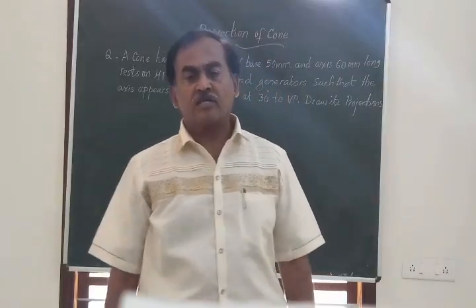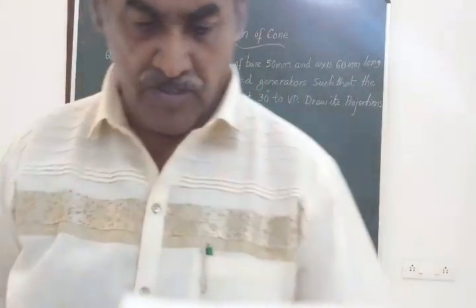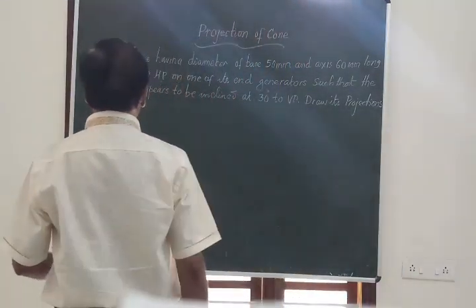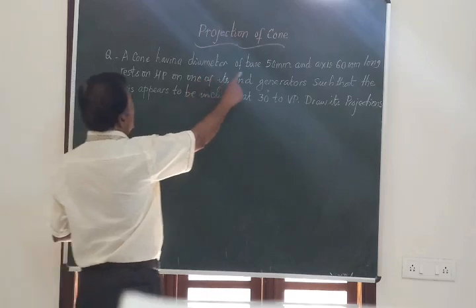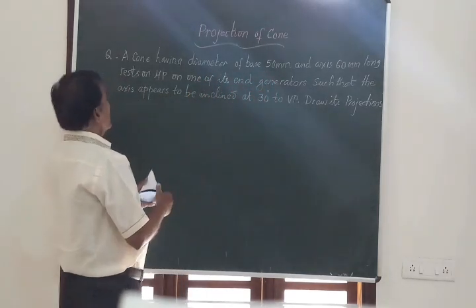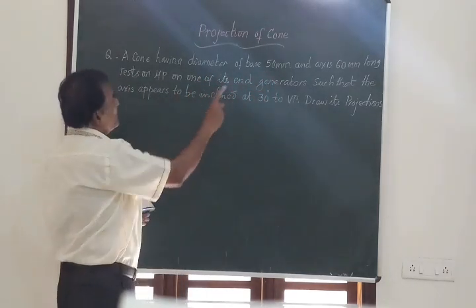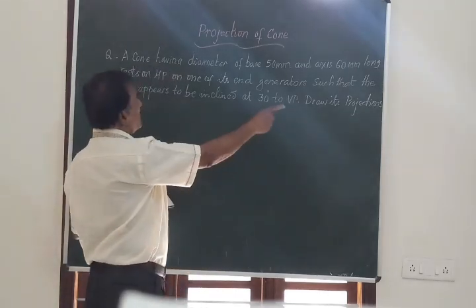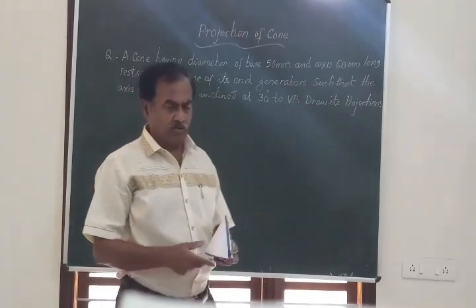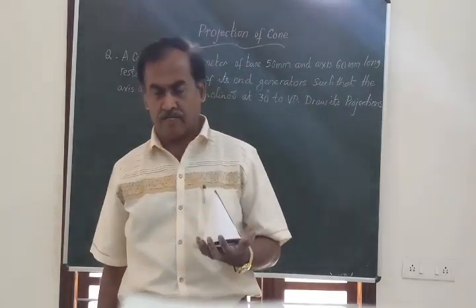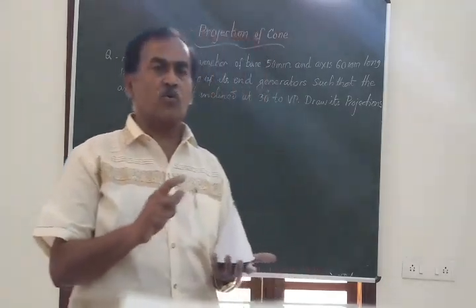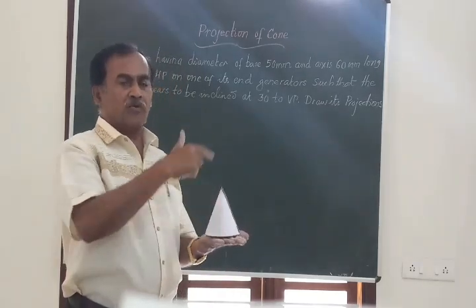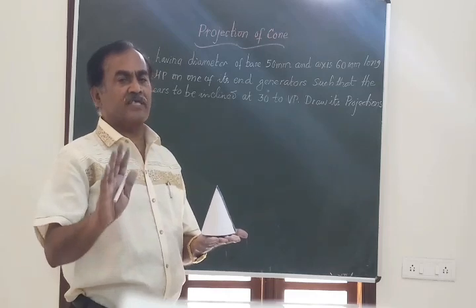Problem on the projection of cones. In this second problem, we have a cone of diameter 50 mm and axis 60 mm long, resting on one of the end generators such that the axis appears to be inclined. Now I told you in general, whenever any of these cones rest on HP on its base, the top view is a circle and the front view is a triangle.